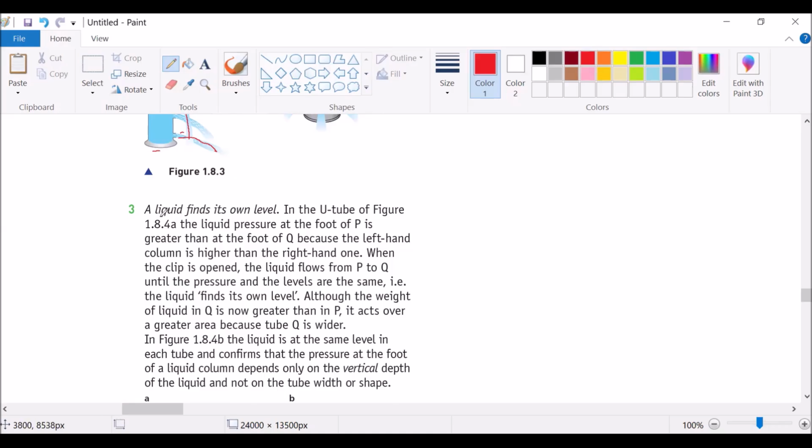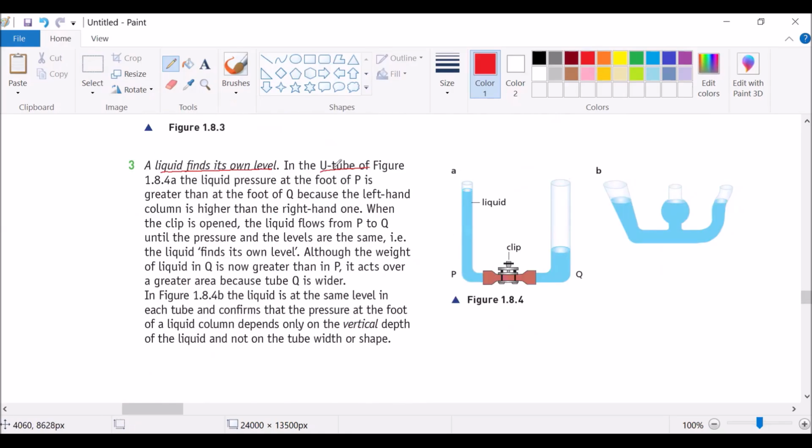Third point is that a liquid finds its own level. In the U-tube shown in this diagram, the liquid pressure at the foot of P is greater than at the foot of Q because the left-hand column is higher than the right-hand one. At this point, pressure is higher than at this point because this height is smaller than this height. When the clip is opened, the liquid flows from P to Q.